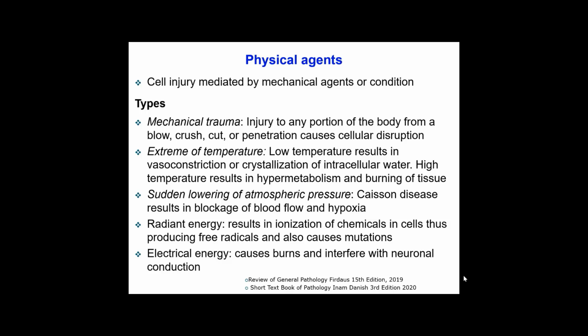Radiant energy can also cause cell injury by producing ionization of chemicals in cells, which leads to the production of free radicals, and it also causes different types of mutations. Electrical energy also causes cell injury because it produces burns and interferes with neuronal conduction.